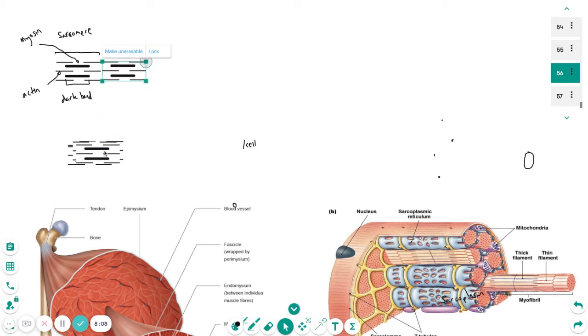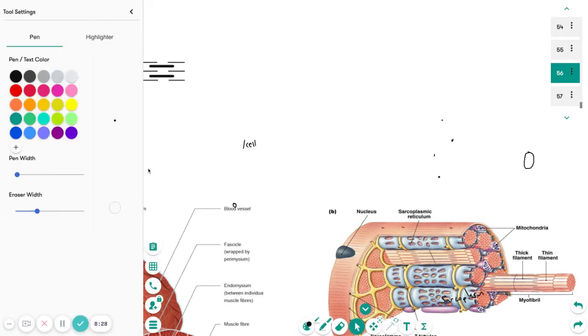So I'm going to put another sarcomere here. We're starting to build a myofibril, because a myofibril is lots of sarcomeres stuck together. All right, let's make it nice and neat. Let's label this again. I'll do a different color this time.